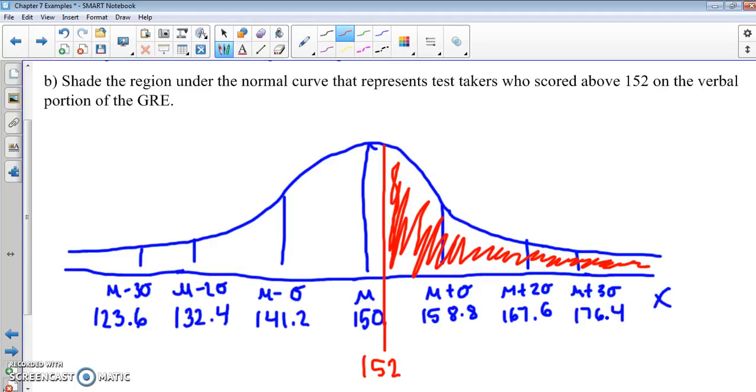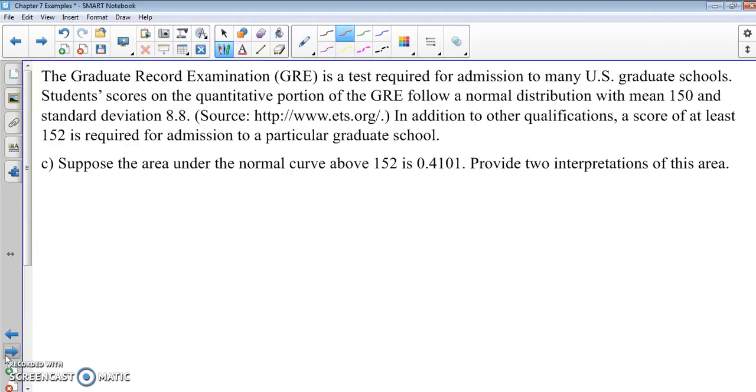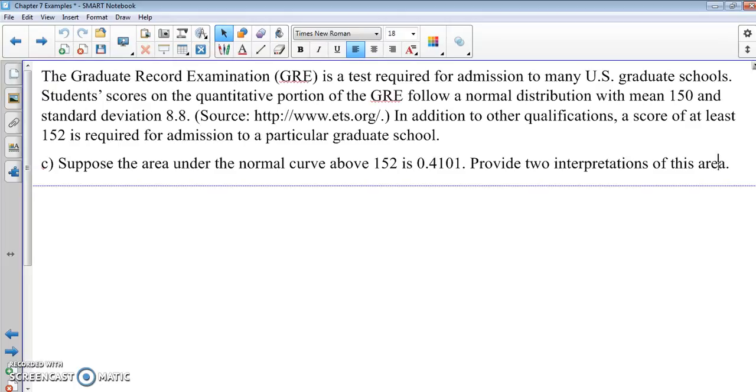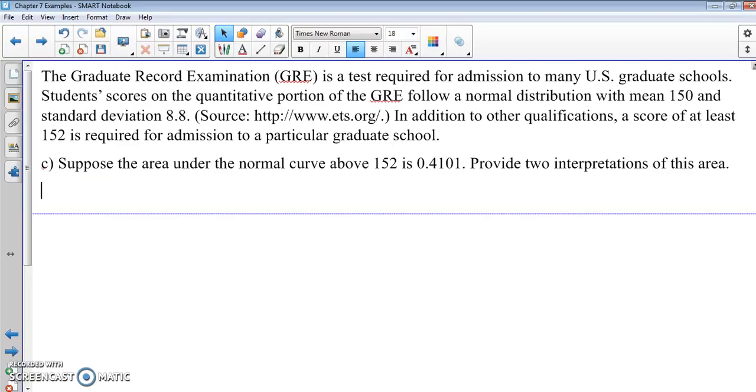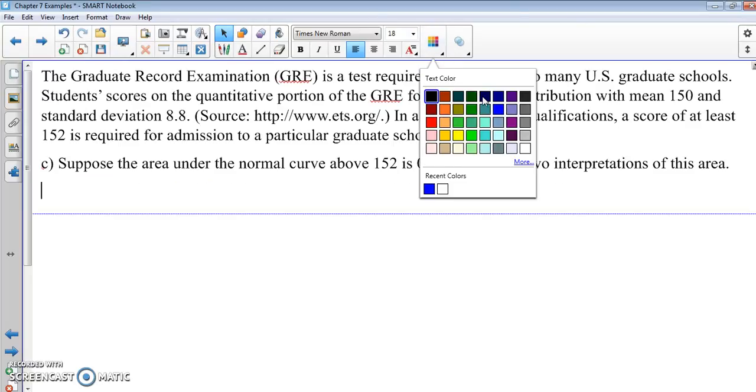So now let's do some interpretations again here. So they tell us that the area there is 0.4101, and we want to provide 2 interpretations of this area. So again, we know that the interpretations are from probability and proportions. So we can make those 2 different interpretations.